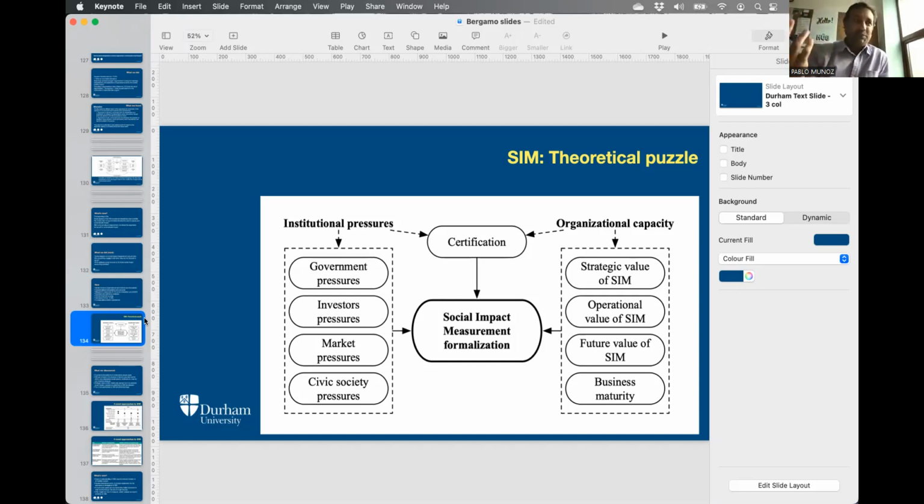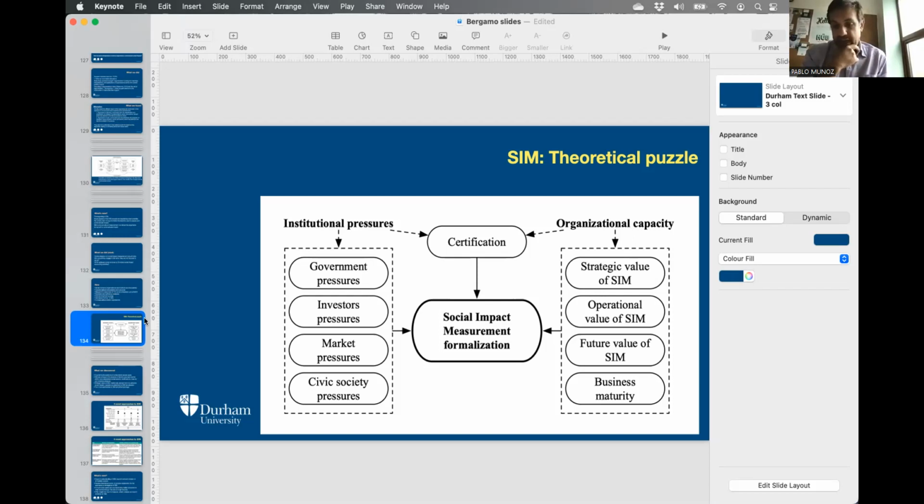It's not quite the opposite, right? But we found that certification is not a driver. It's not a necessary condition. Just because you have certifications, you will not necessarily engage in more formalized ways of measuring impact, right? There's no relationship between the two. So that was very interesting.